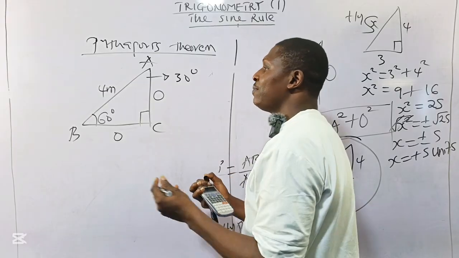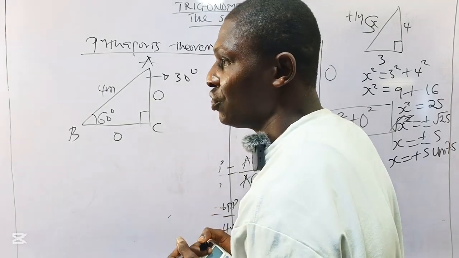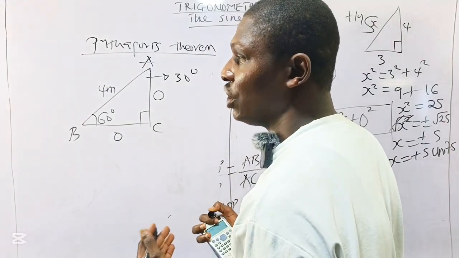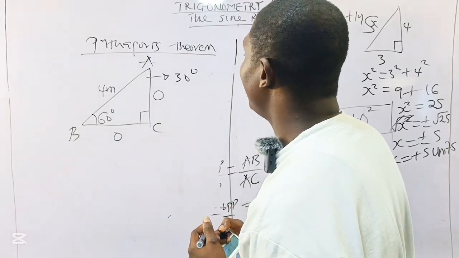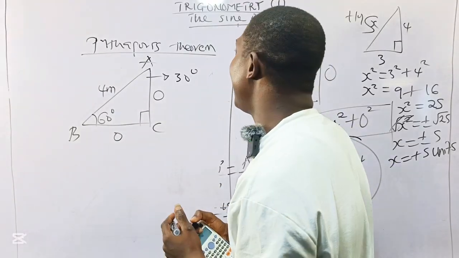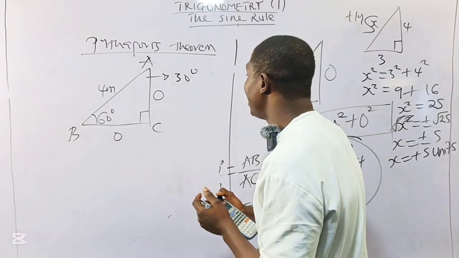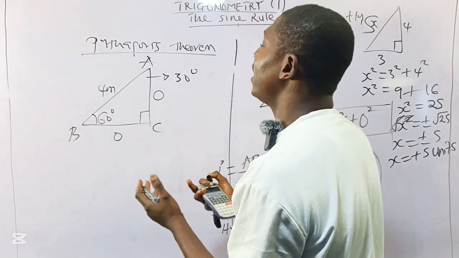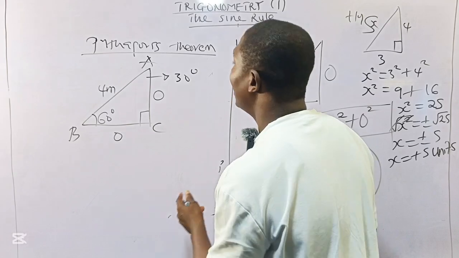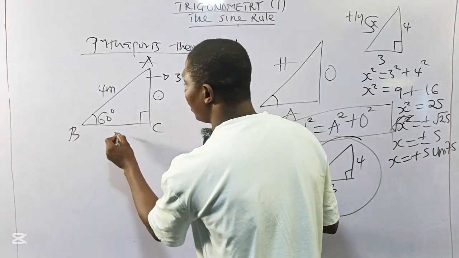180 degrees, irrespective of the type of triangle. Be it an isosceles triangle, which has two sides equal and equally two angles equal. Be it an oblique triangle that has none of the angles equal to 90 degrees, that has no right angle, and so on and so forth. The sum of the angles remains 180 degrees. Now, I can get this, and I can equally get this.